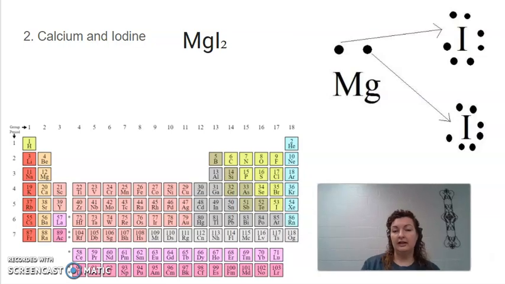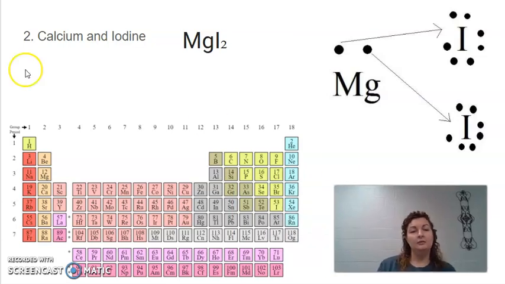Let's go ahead and look at, oh, well, this is calcium and iodine. It's supposed to be magnesium and iodine. Whoops. Typo, you guys. Anyway, we're going to go ahead and form magnesium, which is right here in group 2. So it will have 2 valence electrons, and that's our Lewis dot diagram for that. And we're going to bond that with iodine, and iodine is right here in group 17, which means it has 7 valence electrons. So we've done our Lewis dot diagram for that, 7 dots around each one.